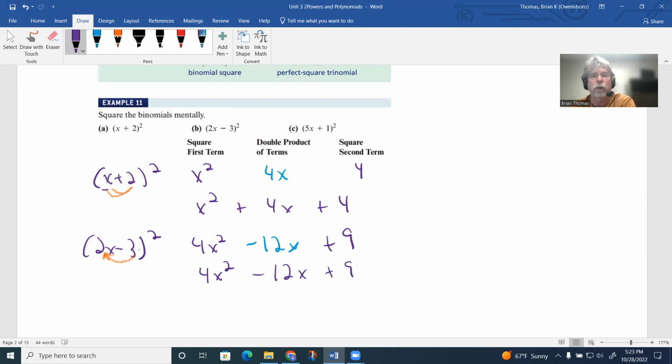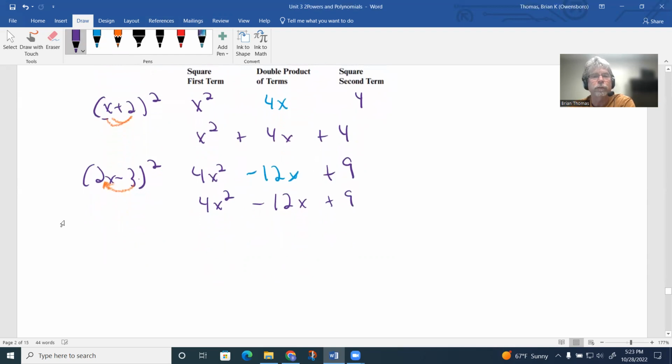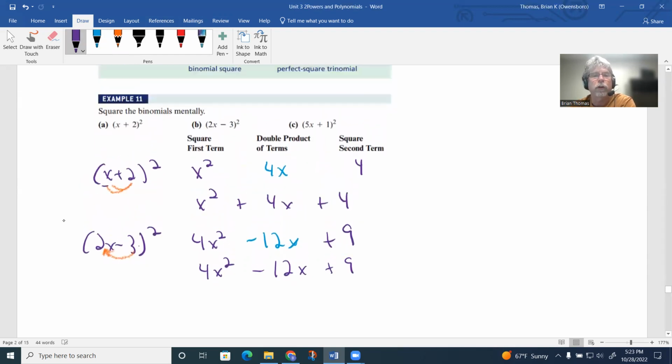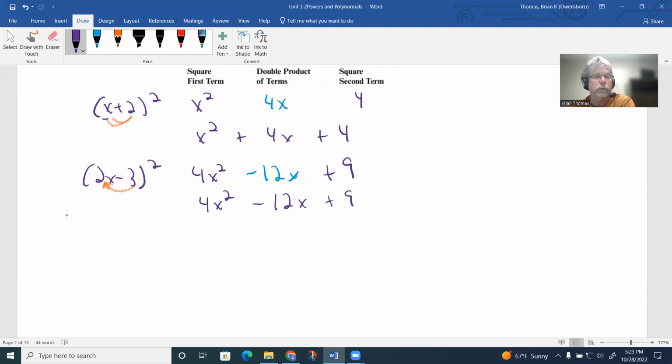So if you square a binomial, it's actually going to turn into a trinomial. So our last example was 5x plus 1 squared.